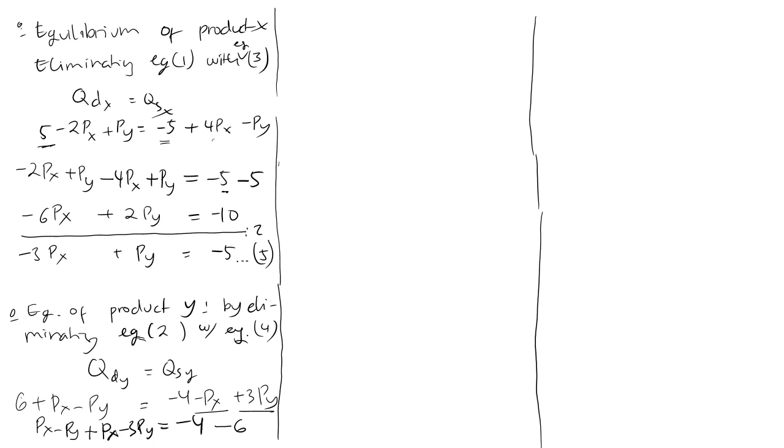Okay, so Px plus Px plus Px is 2Px, minus Py minus 3Py is minus 4Py. 2Px minus 4Py equal with minus 10. And we simplify this by dividing it by 2. So this will be Px minus 2Py equal to minus 5. And this is our new equation. We call that the sixth equation.